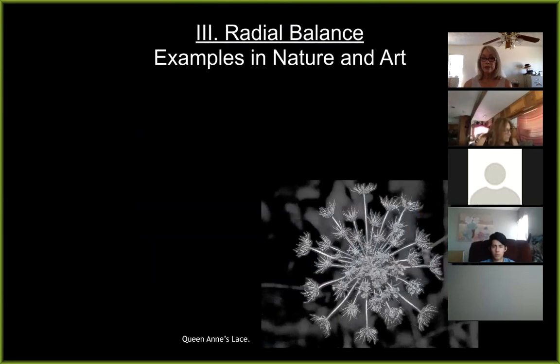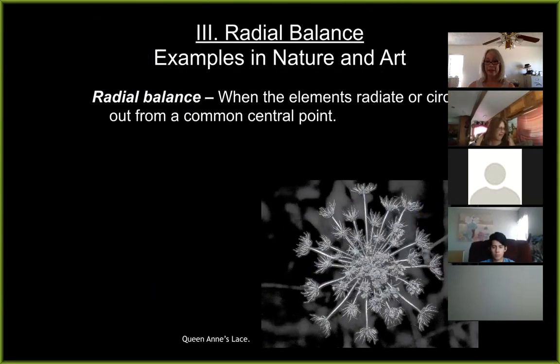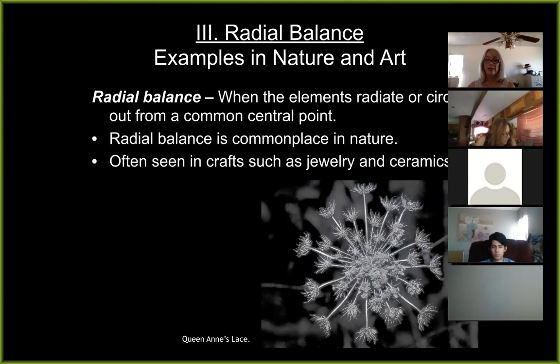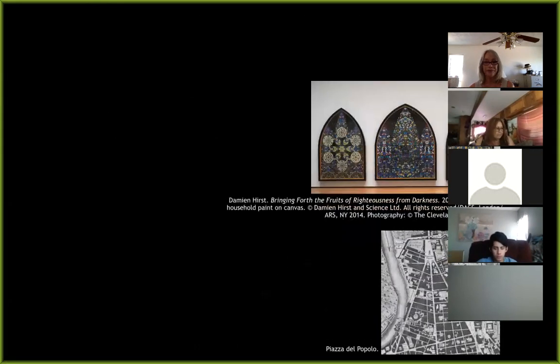The third type of balance is radial balance. We see this a lot in nature. If you went out of your house, I bet it wouldn't take you 5 minutes before you saw an example of radial balance. And that's when all the elements radiate out from a central point. It's very common, as we said. It's often seen in jewelry and ceramics. Makes sense because, especially if you're using a potter's wheel, you're creating things that rotate, so you get a lot of radial symmetry there.